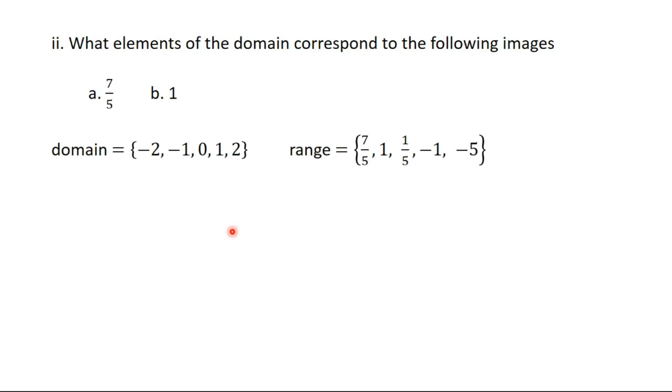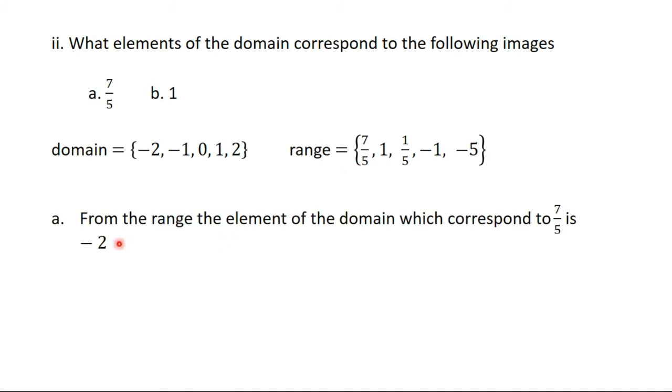All the question is telling us is that when you come here into the range, we have 7 over 5 and 1. What in the domain is giving us 1? That is all that it means. What element in the domain is giving us 1 in the codomain or the range? And we know that negative 2 is mapping onto 7 over 5. Negative 1 is mapping onto 1. So in the first instance, the element giving us 7 over 5 in the range is negative 2. From the range, the element of the domain corresponding to 7 over 5 is negative 2, because we know that the image of negative 2 is 7 over 5.